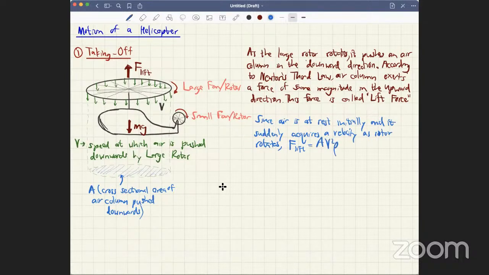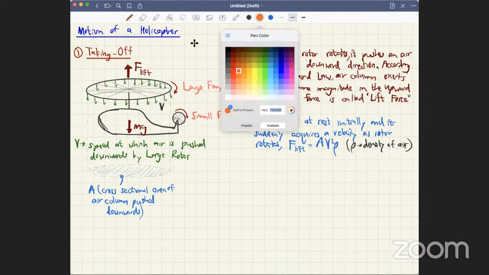And I forgot to mention, what is rho here, people? Rho is going to be the density of who this time? Density of air. I told you these equations we are learning, right? F lift is the force which is given by air to the helicopter. Resultant force is only F lift minus mg. Okay, so they will ask the question this way.